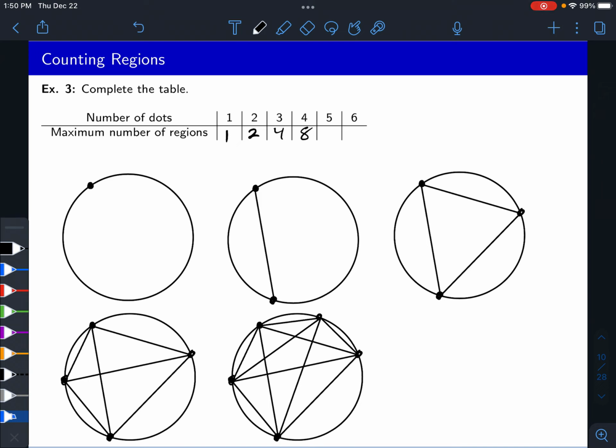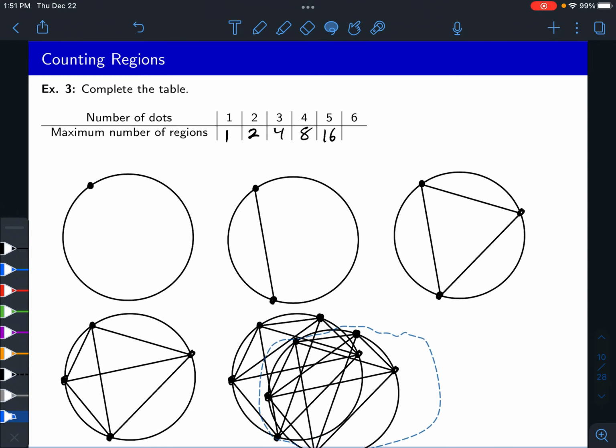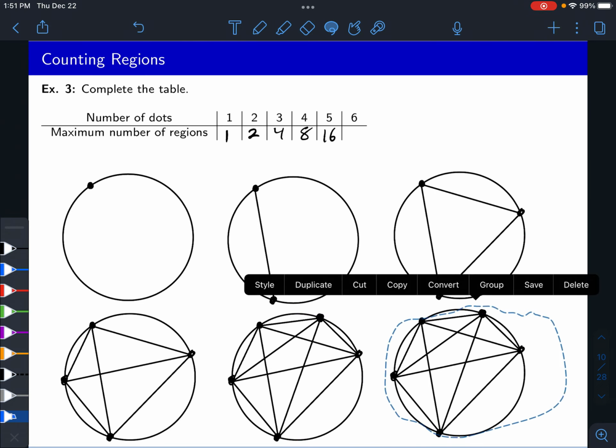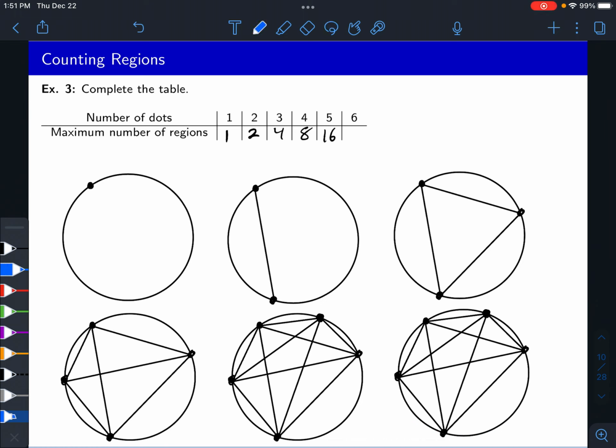So again, just drawing a line from this dot to every other dot. And at this point, it's starting to get a little bit messy. But again, let's just count how many regions just to be sure. So 1, 2, 3, 4, 5, 6, 7, 8, 9, 10, 11, 12, 13, 14, 15, 16. So we have 16 regions here. All right, so it really looks like we're just doubling every time. So at this point, we can kind of just guess that the number of regions for 6 dots should be 32.